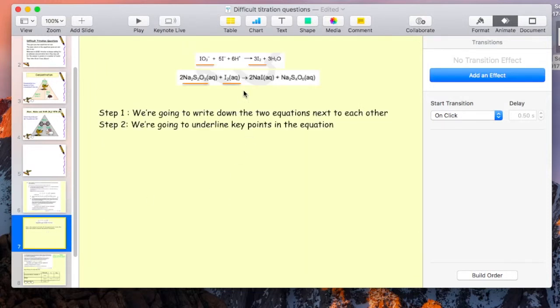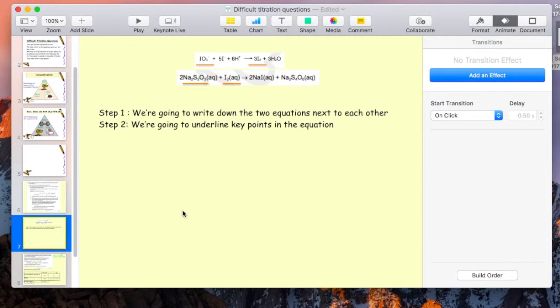Okay, so I've highlighted iodine because that's gone into titration. I've highlighted iodate because that's what the question's asking about. And I've highlighted sodium thiosulfate because that's also gone into the titration. Everything else in this question I can now forget about for now, because it's just distracting. Okay, what am I going to do now?